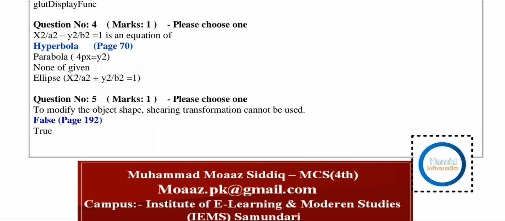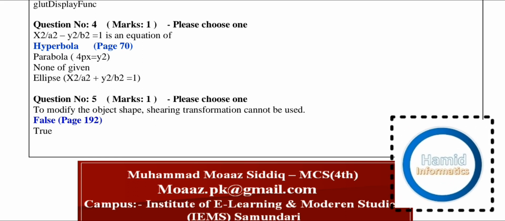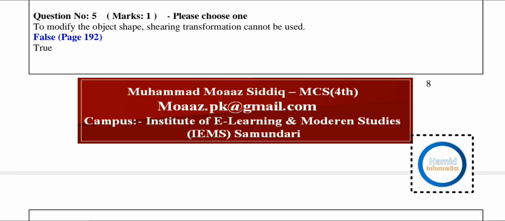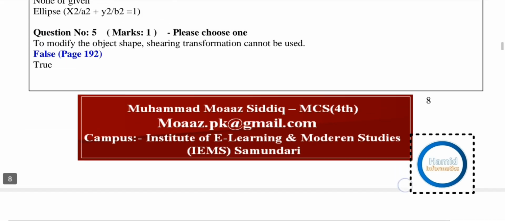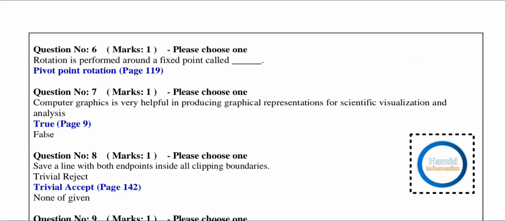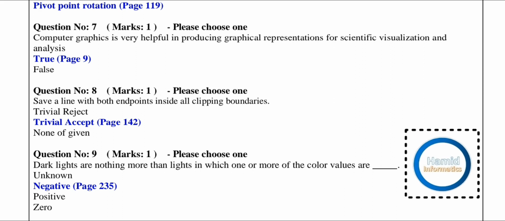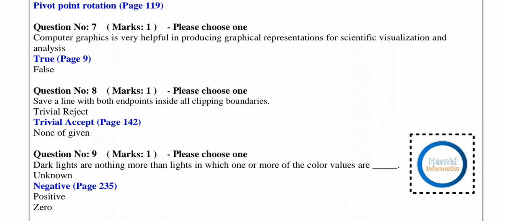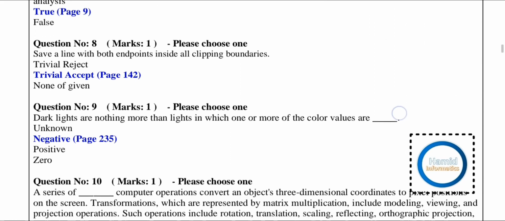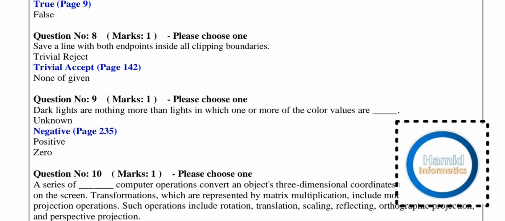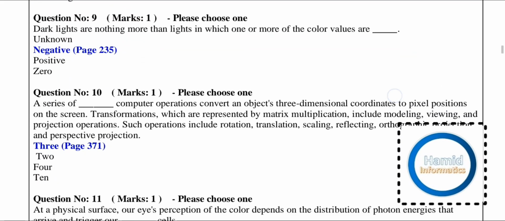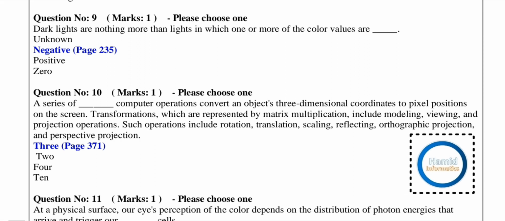x²/a² − y²/b² = 1 is an equation of a hyperbola. To modify the object shape, shearing transformation cannot be used. Rotation is performed around a fixed point called dash. Pivot point rotation. Computer graphics is very helpful in producing graphical representation for scientific visualization and analysis. This statement is true. A line with both endpoints inside all clipping boundaries. Trivial. Dark lights are nothing more than lights in which one or more of the color values are negative.